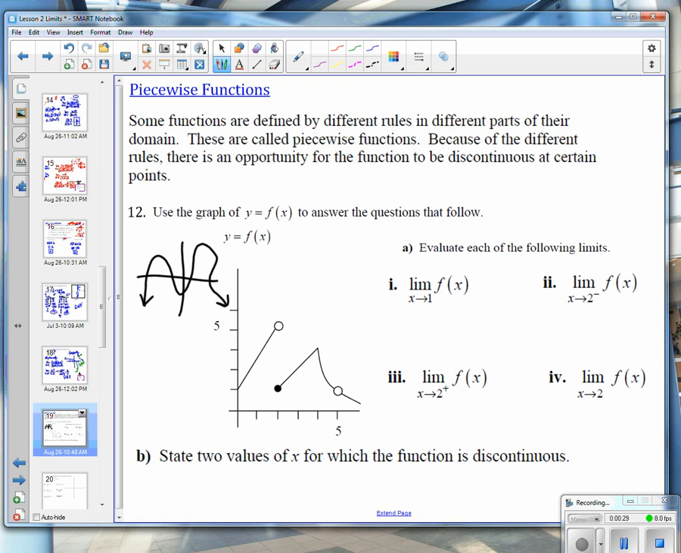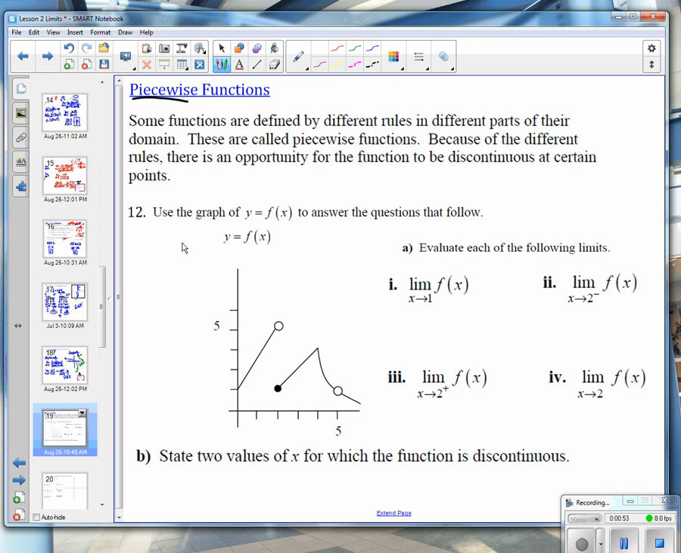Piecewise functions are obviously going to be a little bit different. If you take a look at this bottom example here, if I were to draw that graph by hand, I would have to lift up my pencil. That's a very basic way of thinking about the difference between continuous and piecewise: some functions are defined by different rules in different parts of their domain.